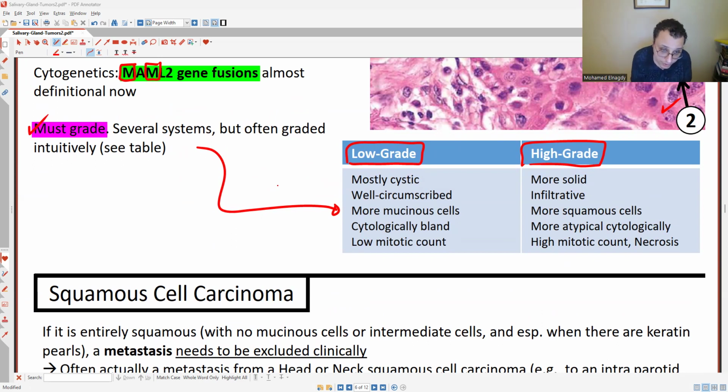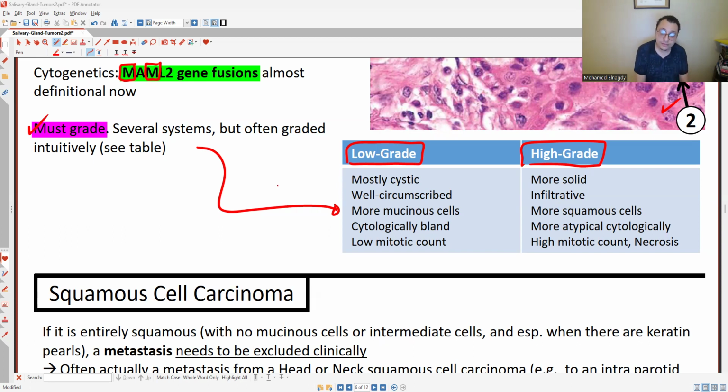Yes, Mariam, it looks like she has something to say. Yeah, there are different criteria. One of them is the MSK grading system. In MSK, 0 to 1 is low grade, 2 to 3 is intermediate, and 4 or more is high grade. This one is based on mitosis, right? Yes, that's mitosis. That's per 10 high power fields? Yes, per 10 high power fields.